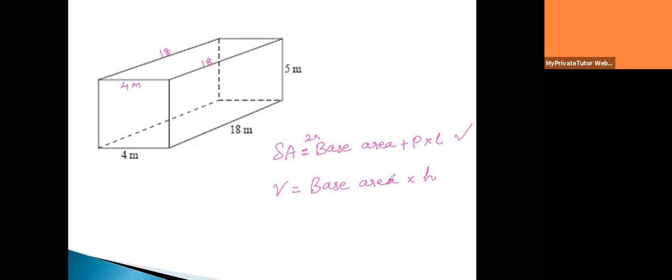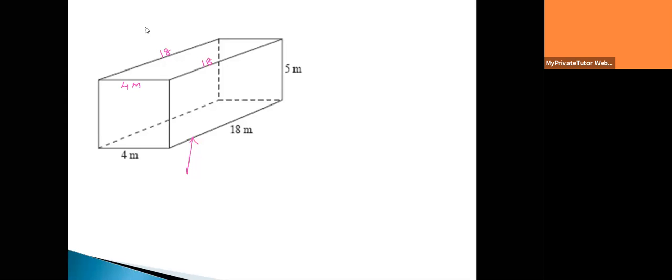We can use the same formula here, but since we know the actual formula, we can solve it more easily. Find the area of each face separately. The bottom one becomes 4 times 18. What is 4 times 18? 4 times 18, 36, 72. 72 meters square. That's the bottom one.